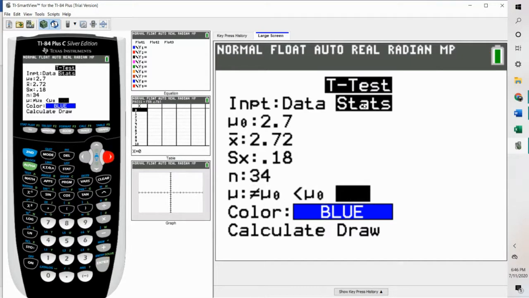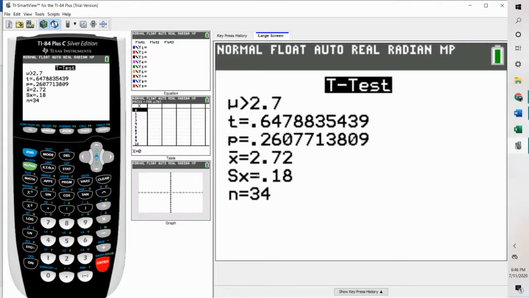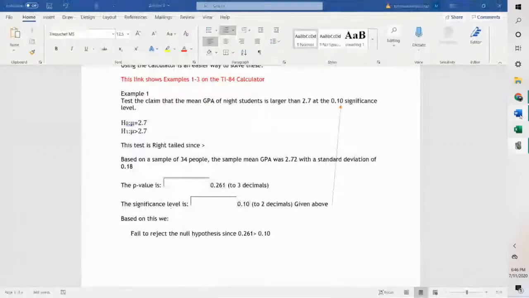We were testing greater than. So if it's less than or not equal to, you'd use these. Blue is just what color it's going to print. You can print different colors on them. And then we calculate. So our t-value, if you needed it, is 0.64788. Here's our p-value, and I believe we just needed the p-value, 0.26077. P-value, 0.26. We only had to go 3 decimal places. So it rounds to 0.261.